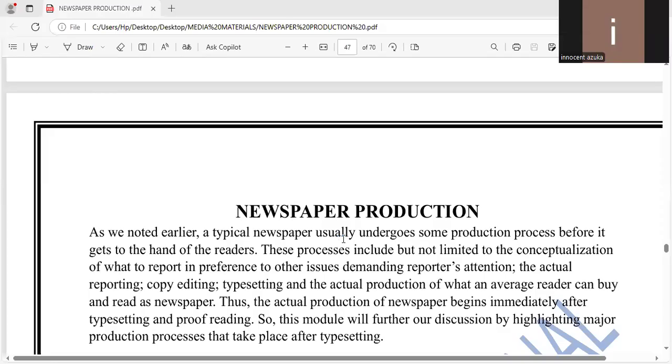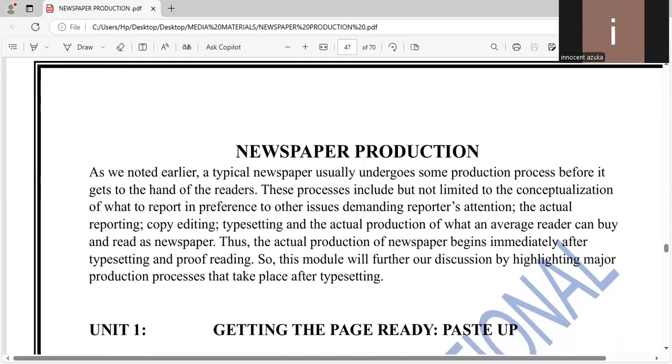Welcome to the second stage of newspaper gathering. We'll be considering a topic for newspaper production. Newspaper production.